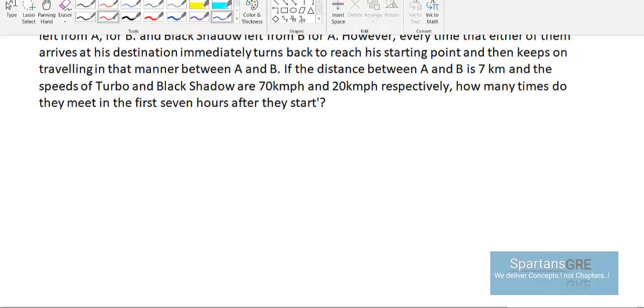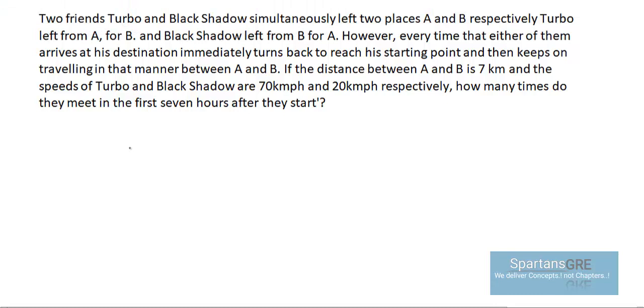Here the question says, two friends, Turbo and Black Shadow, simultaneously left two places A and B respectively. Turbo left from A to B and Black Shadow left from B to A. However, every time either of them arrives at his destination, he immediately turns back to reach his starting position and then keeps on traveling in that manner between A and B.